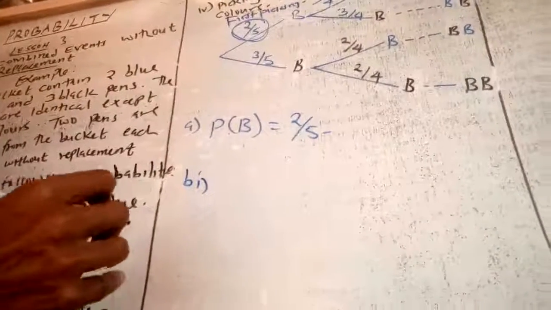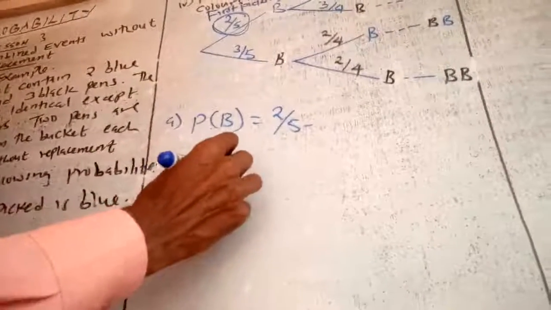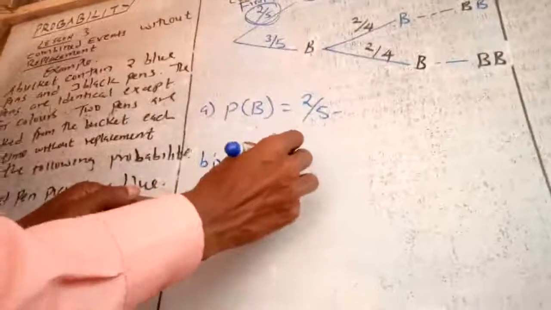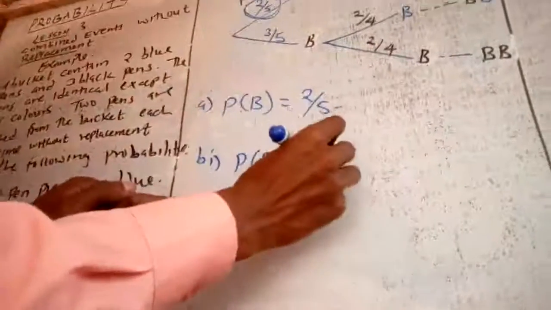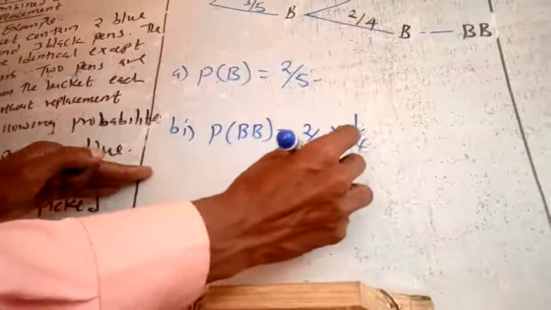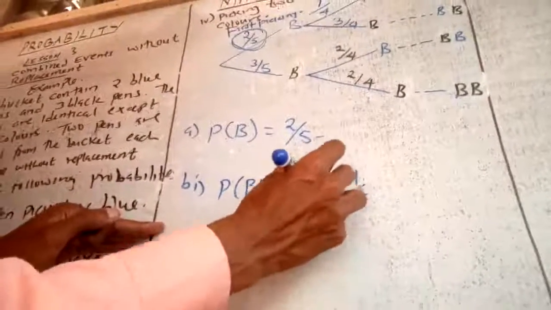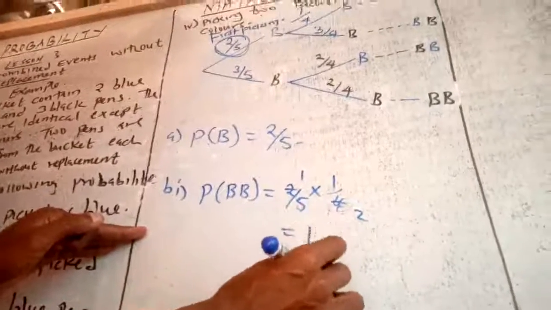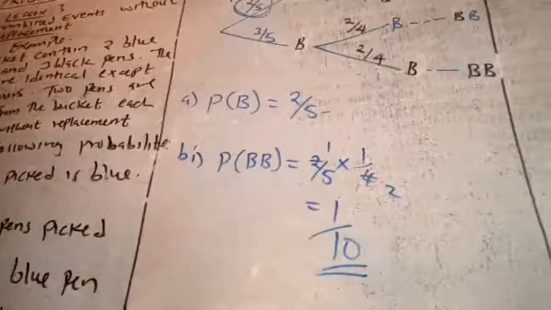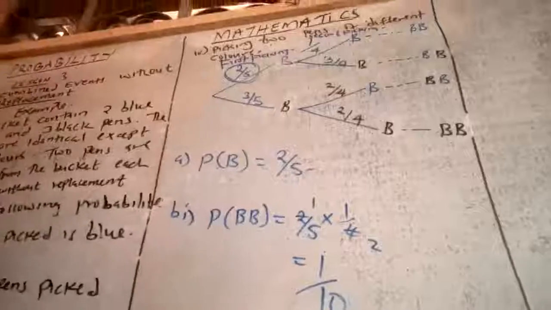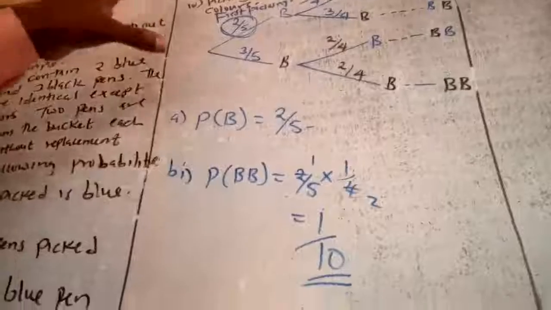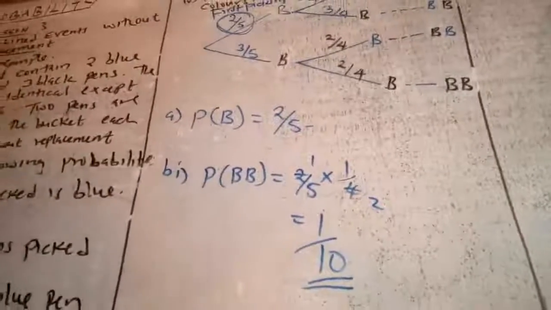The first two pens picked are blue, so it means that the first picking and the second picking are blue. I will take this 2 over 5 and multiply by 1 over 4. The answer, by 2, 1, by 2, 2, I will get 1 over 10. So the probability of picking two pens which are blue is 1 over 10 as far as picking without replacement is concerned. Having said that, I'm going to come to question number 2.